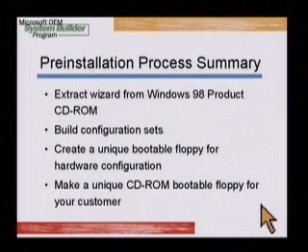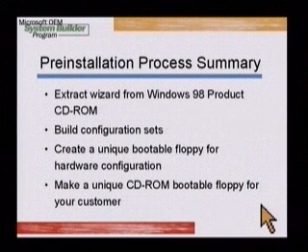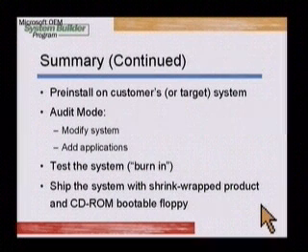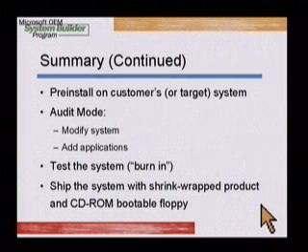So just to summarize the steps that we took, remember first I extracted the wizard from the Windows 98 product CD. I used the wizard to create the pre-installation boot floppy, and I also created a bootable floppy for your customer for recovery. Then I pre-installed Windows 98 on the target system. I added an application while I was in audit mode, and don't forget, while you're in audit mode, you can add additional or updated device drivers depending on your hardware. While in audit mode, I can test the system or burn it in.